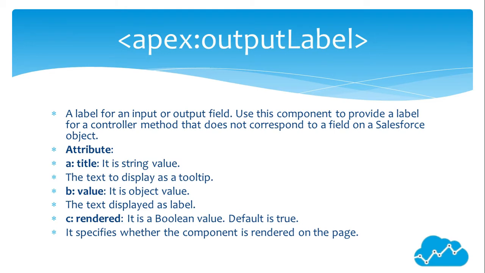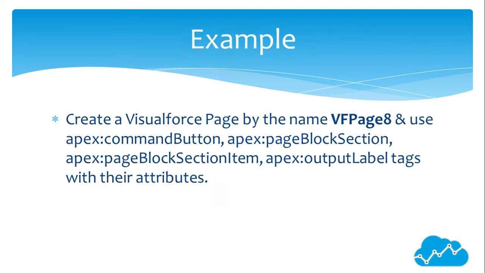Apex output label is a label for an input or output field. Use this component to provide a label for a controller method that does not correspond to a field on a Salesforce object. Attribute title is a string value: the text to display as a tooltip. Value is an object value: the text displayed as the label. Rendered is a boolean value. Default is true. It specifies whether the component is rendered on the page. For example, create a Visualforce page by the name VF page 8 and use Apex command button, Apex page block section, Apex page block section item, and Apex output label tags with their attributes.